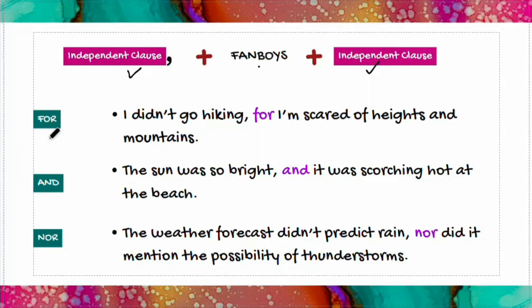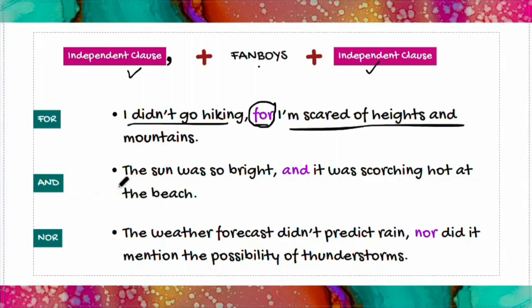The first fanboy is for. The sentence is: I didn't go hiking, for I'm scared of heights and mountains. I didn't go hiking is a complete thought, a complete sentence. I'm scared of heights and mountains is another complete sentence or independent clause. They both are joined with a fanboy, that is for. The comma is also here before the conjunction.